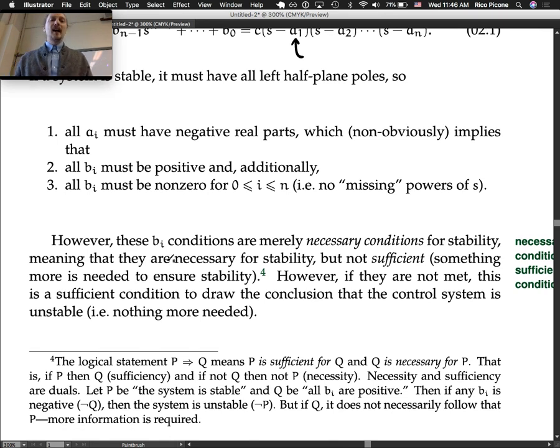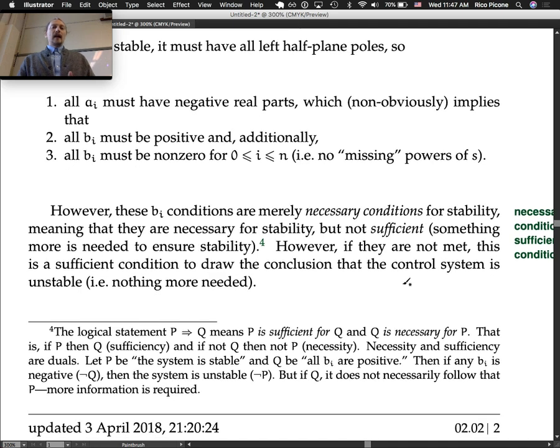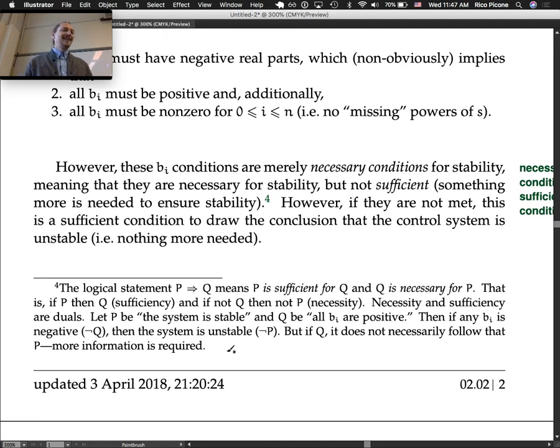However, these Bi conditions are merely necessary conditions for stability, meaning that they are necessary for stability but not sufficient, meaning something more is needed to ensure stability. So let's look at this little footnote here. This term necessary and sufficient always is confusing to people. The first time that I saw it, and actually for several times I saw it, it was really confusing to me. Threw me off. But this should explain it in a little footnote, no problem.